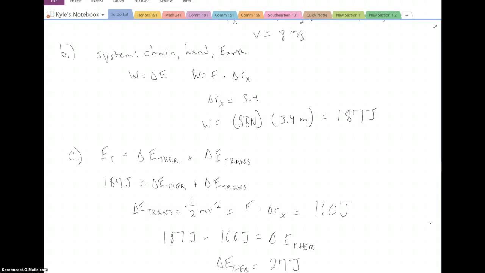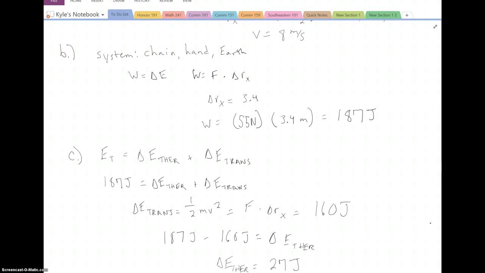So we know that's our energy total, and we know that it is, I'm sorry, I'm getting ahead of myself. I was looking at the wrong one. Okay, so work equals delta E, and we're still going to be able to define that as the force times the delta Rx. And this time we're dealing with a real system, so our delta Rx is going to be different than it was in the previous one.